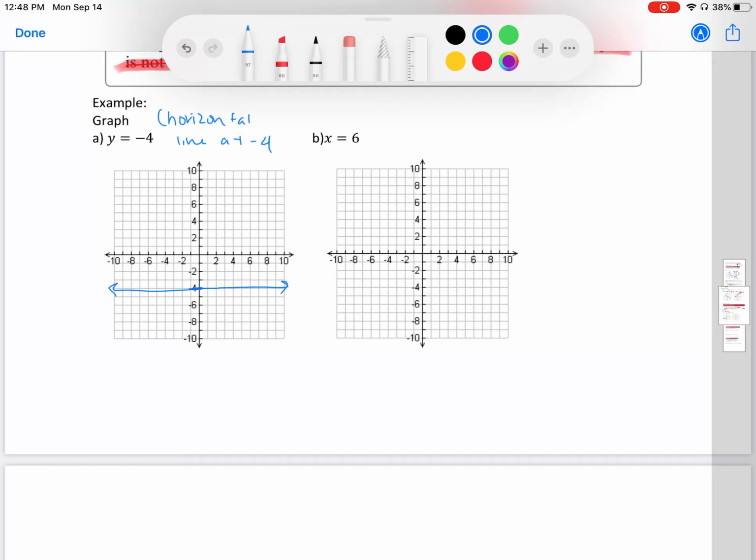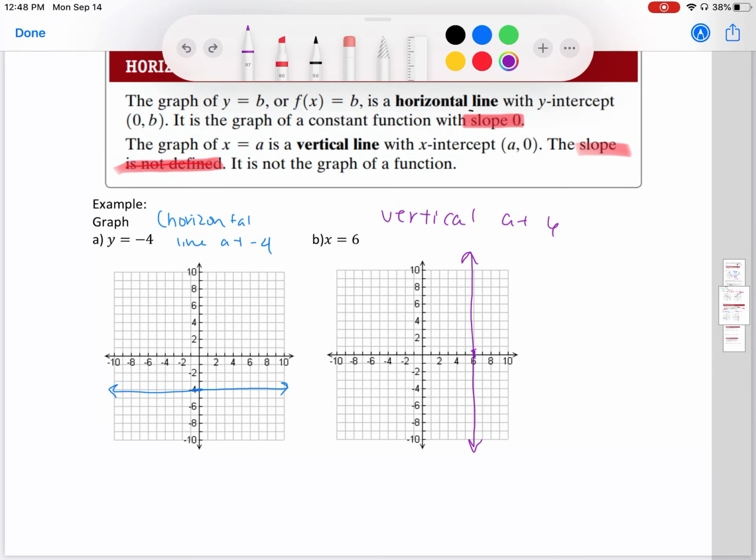Okay, x equals 6. When I have x equals 6, I'm going to have a vertical line. So I have a vertical line at 6. So here is 6. I'm going to go up and down 6. And just to emphasize what was mentioned about slopes, a horizontal line has a slope of 0, and a vertical line has a slope that is undefined.